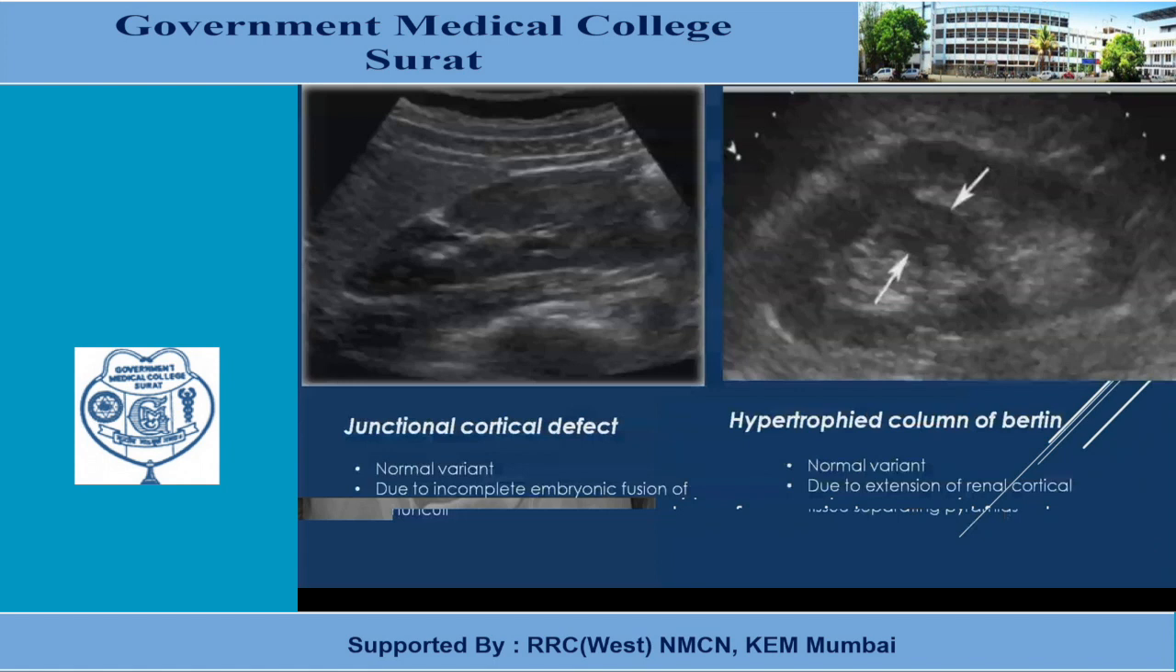Now, junctional cortical defect. You can see that a bright echogenic line is extending from the renal cortex to the renal hilum. This is a fibrous band, this is the cortical defect. It is due to incomplete embryonic fusion of the renunculi. Another entity is hypertrophied column of Bertin. This is also a normal variation due to extension of renal cortical tissue separating the renal pyramids. These are the renal pyramids, separated by the renal cortex invading between the pyramids.